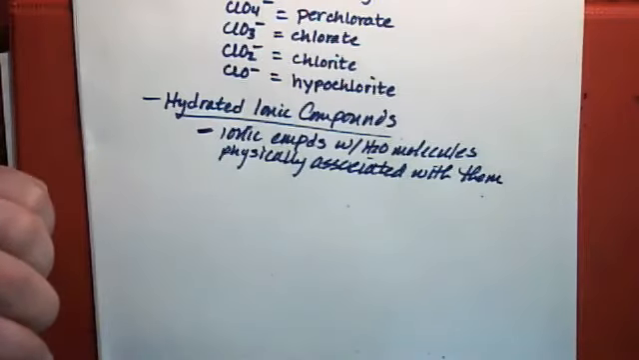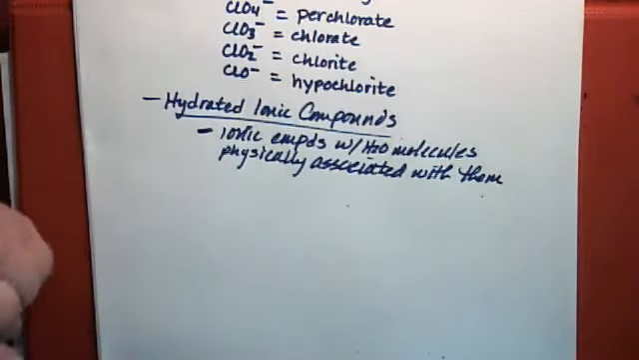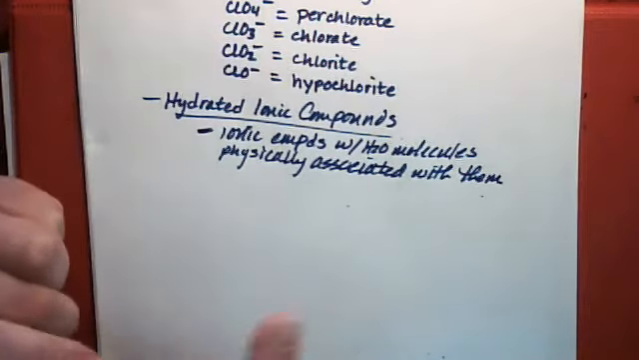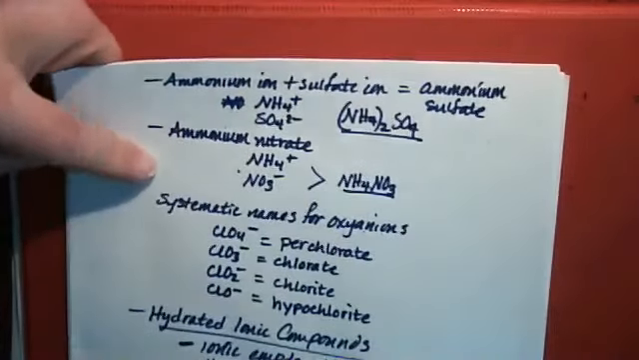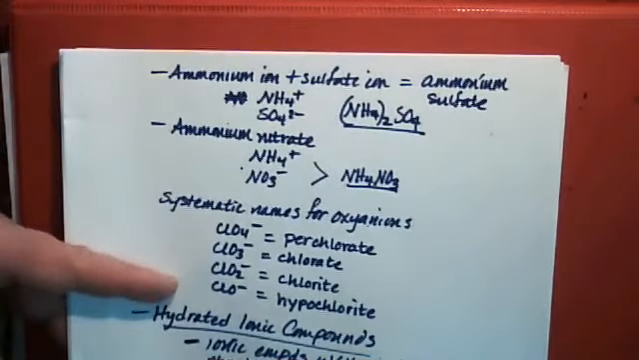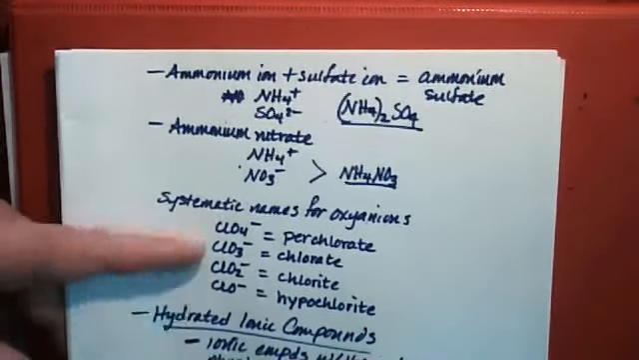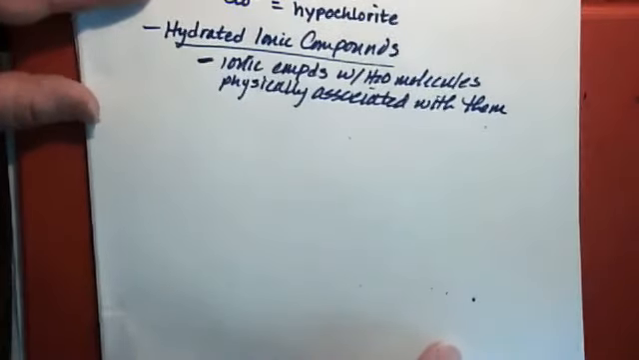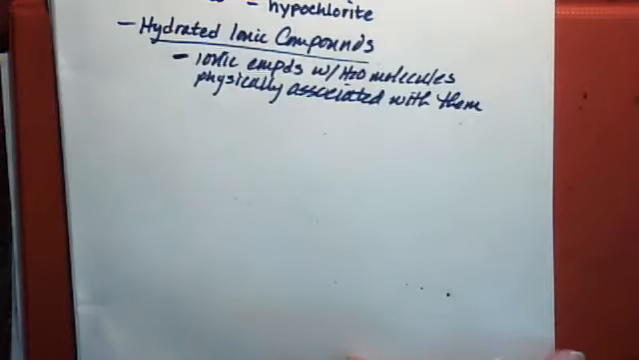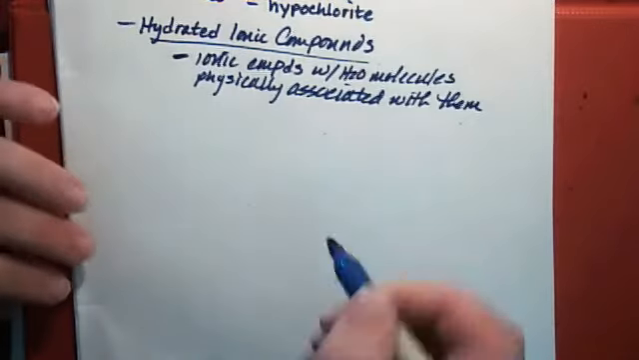Hello, we're back again, and where we left off last time, we were going over naming of ionic compounds. This is section 3.5, naming ionic compounds that contain polyatomic ions. And one last thing under naming of ionic compounds that we need to mention is hydrated ionic compounds.